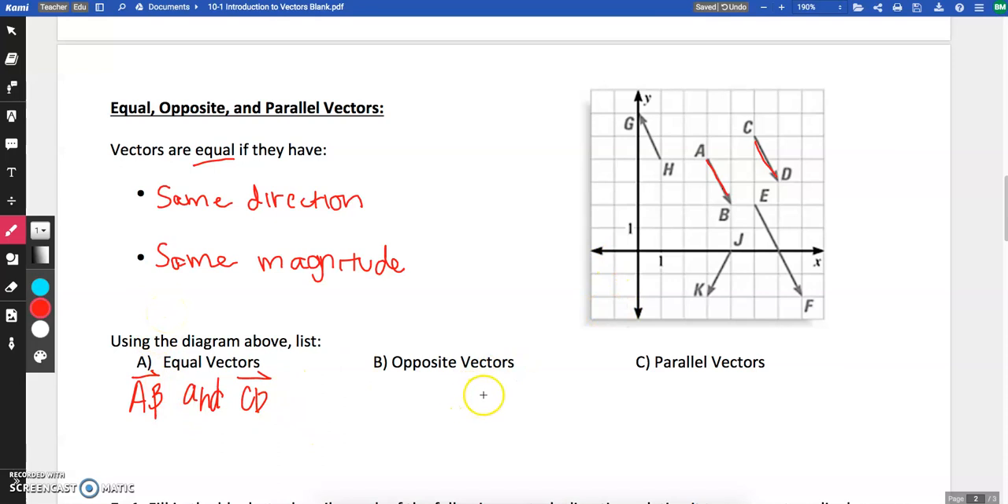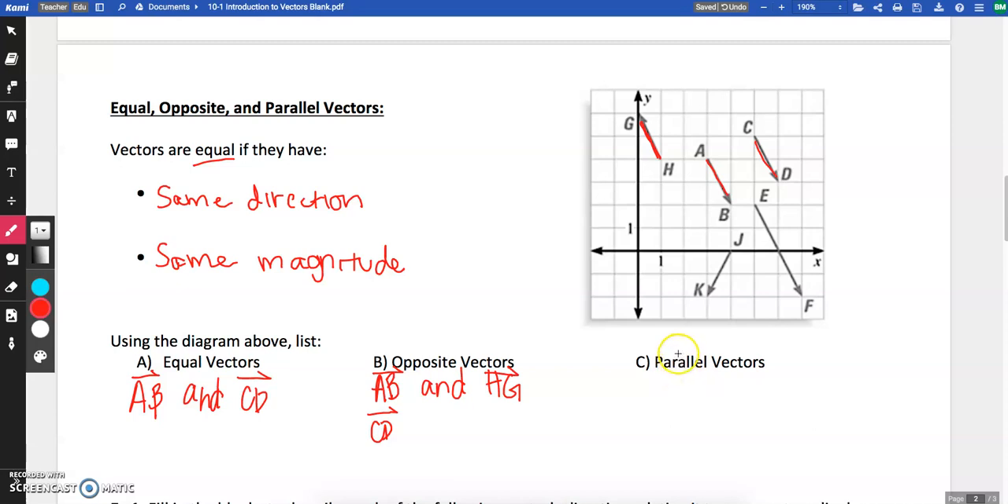Opposite vectors, that just means that they're pointing in opposite directions, but they still have the same magnitude. Okay, so for example, I know that when I look at this picture, it looks like HG is pointing opposite, meaning 180 degrees the other way. So AB and HG would be opposite vectors. Okay, I can also include CD on this list with AB, like these are equal, so they're both opposite to HG.